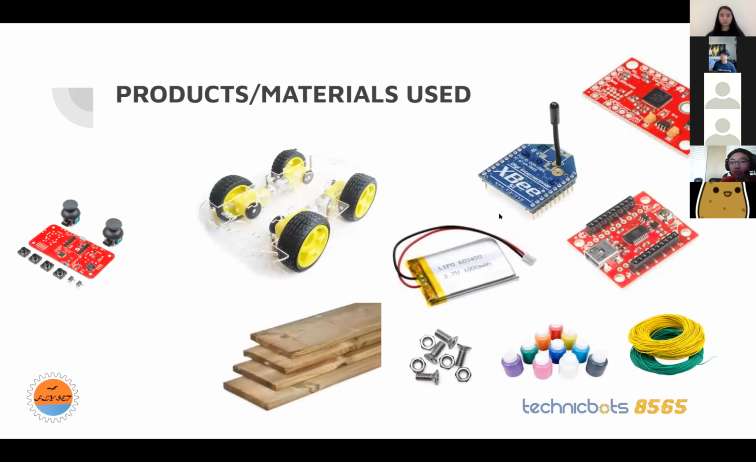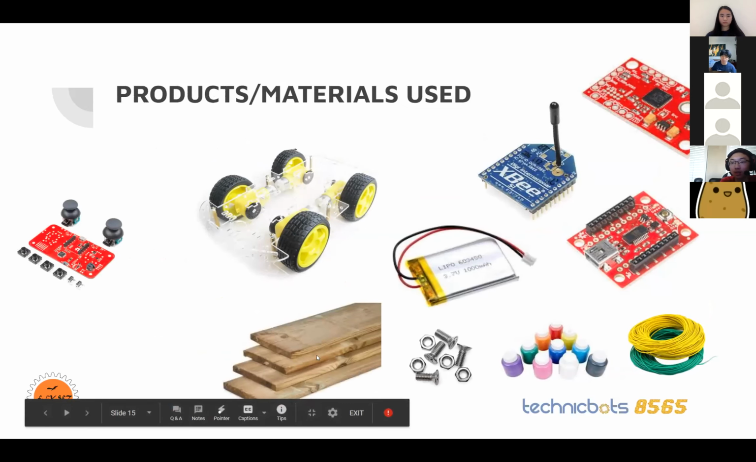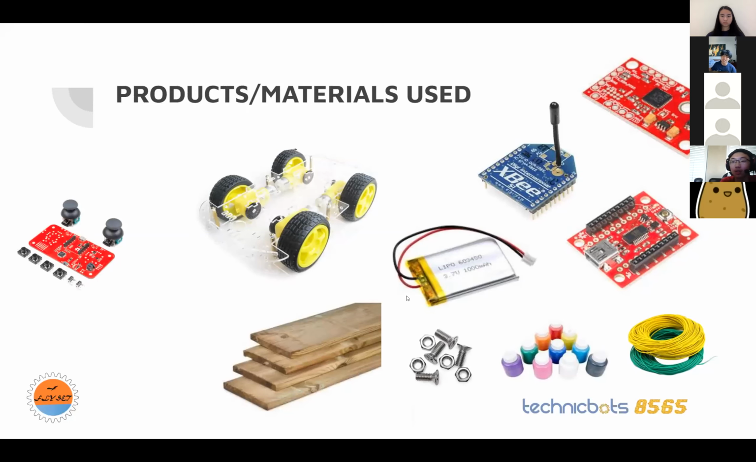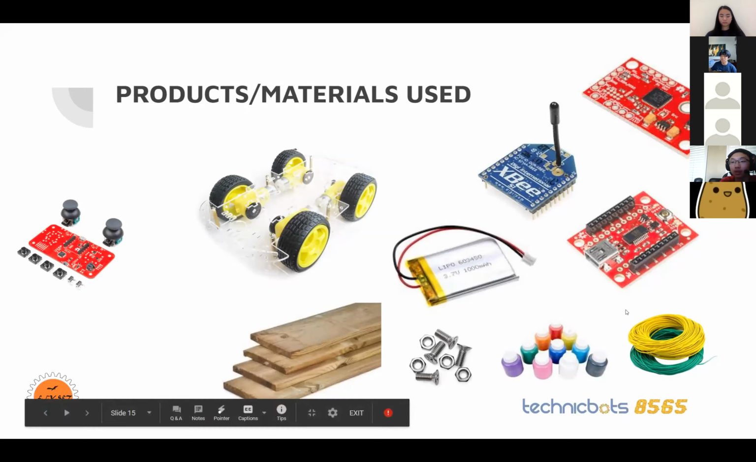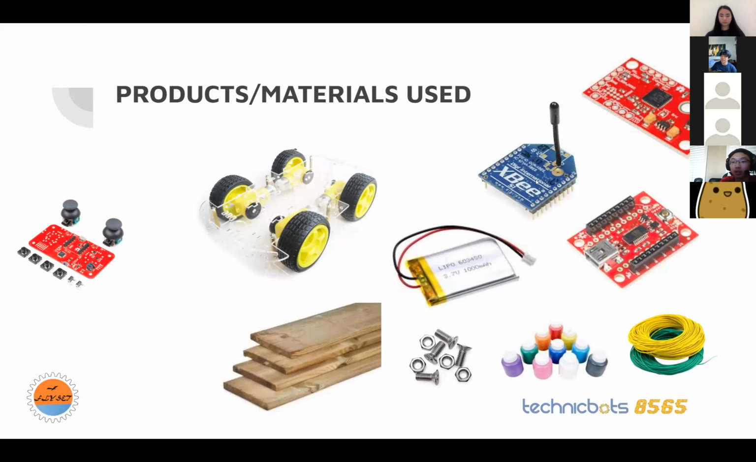So products and materials we used, we had an Arduino board on here. This is for the controller. We had an RC car kit. We had lots of scrap wood to use. We had a LiPo battery, screws, spray paint, wiring, the XBee communications device, where one would go here, and this is all on the car, and one would be on the Arduino. And we had a motor controller at the top right that you can see here.